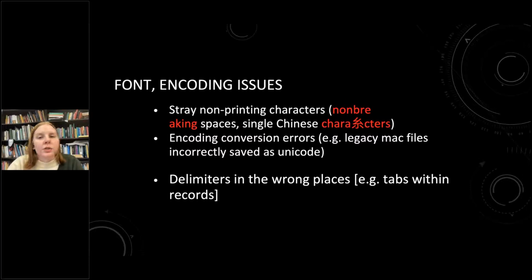And some of the font and encoding issues that we came across. There were some stray non-printing characters, such as non-breaking spaces or single Chinese characters, things like this, as well as encoding conversion issues. For example, legacy Mac files are sometimes incorrectly saved as Unicode. And there were delimiters in the wrong places, so tabs within records, which is not very distracting to a human, but is a really big deal for a script because tabs are often used as a meaningful delimiter. So it can screw up the reading of files.